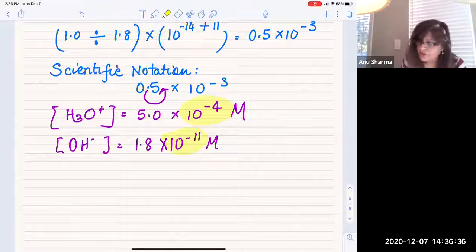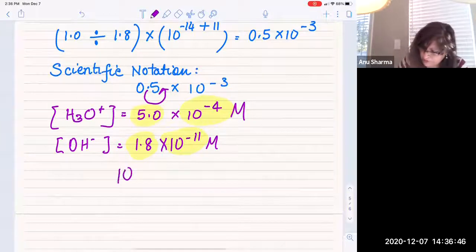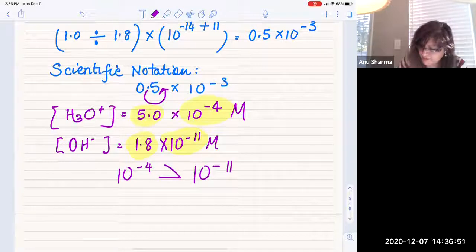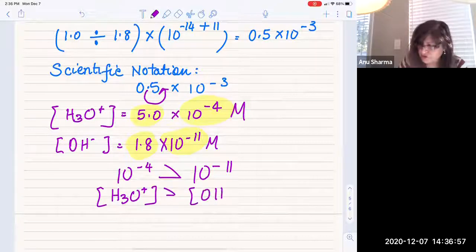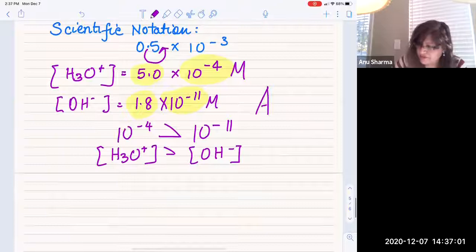This could be misleading, so always pay attention to the exponents. That's where the power and the zeros, all that placement, comes into play. 10 to the power negative 4 is bigger than 10 to the power negative 11. Therefore, the hydronium ion concentration is more than the OH ion concentration. So this type of question can be asked also. This solution is acidic in nature.